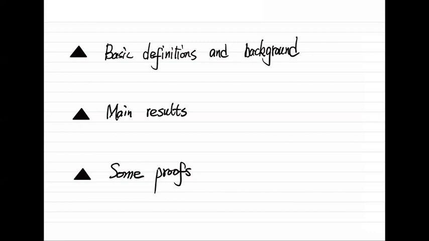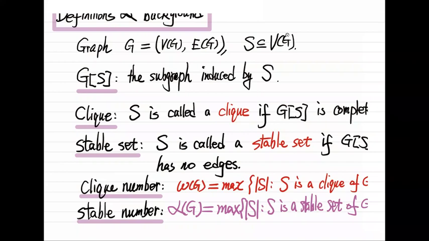Let's begin with some definitions. Graph G with vertex set V(G) and edge set E(G). We use S to denote a subset of vertices of G, and G[S] the subgraph induced by S. S is called a clique if S induces a complete subgraph, and a stable set if S induces a subgraph without any edge. The clique number is the maximum size over all cliques of the graph, and the stable number is the maximum size over all stable sets.